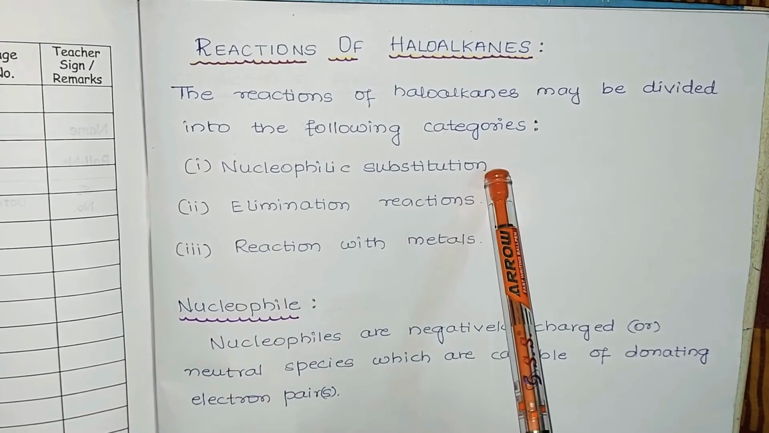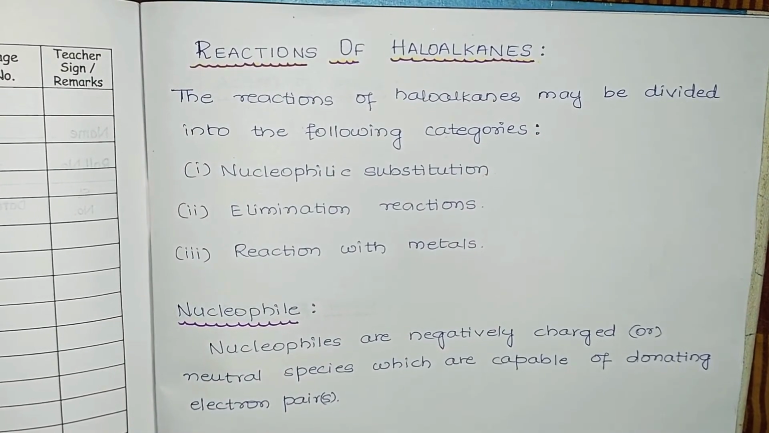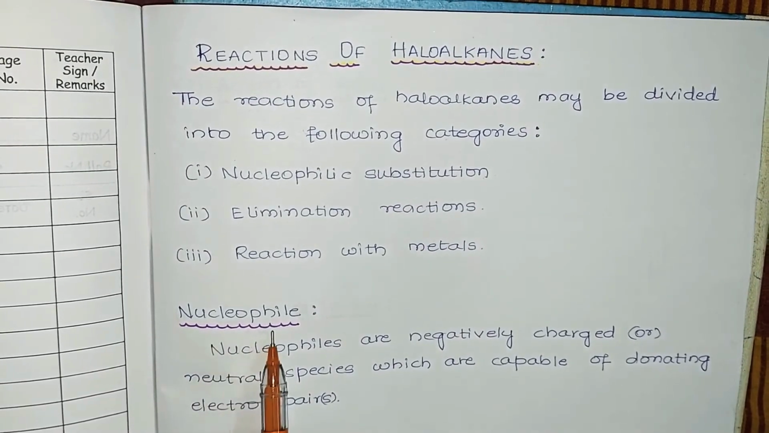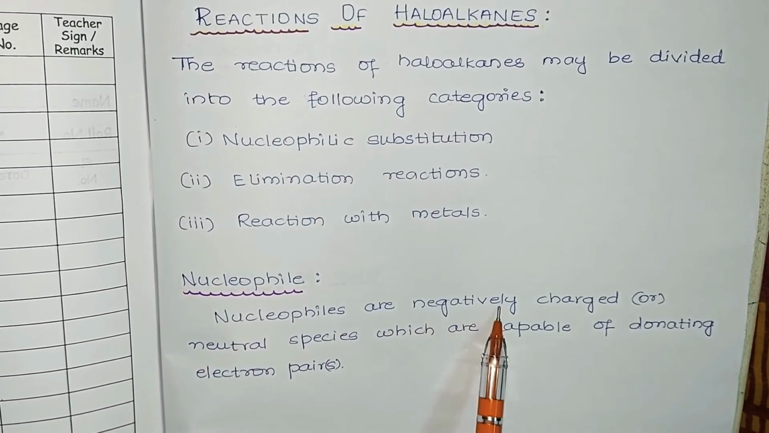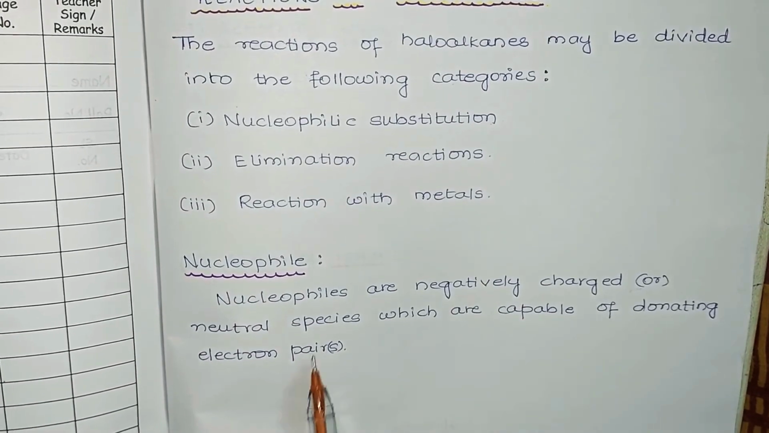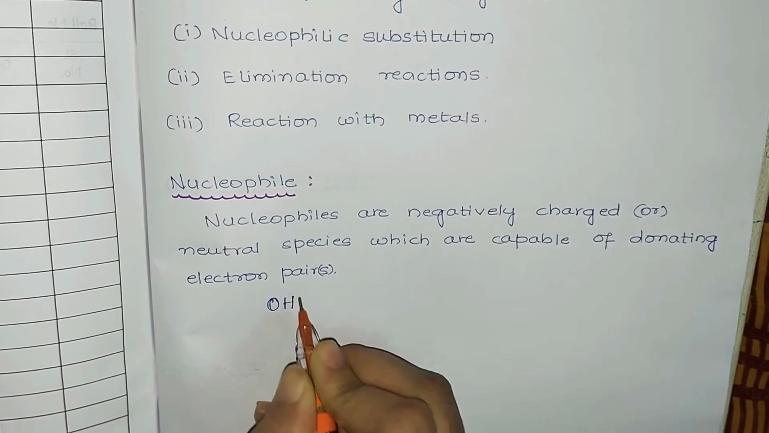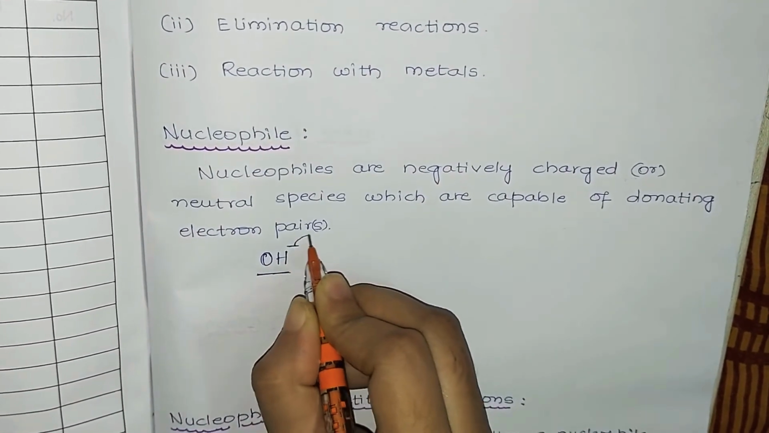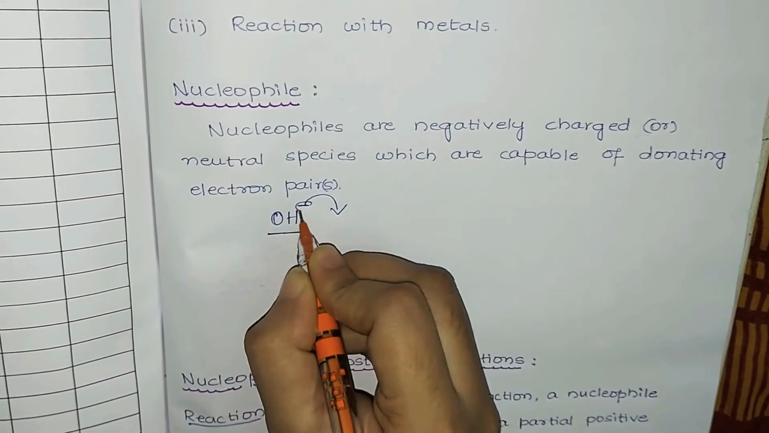So, the nucleophilic substitution reactions. What do you mean by nucleophile? This is what you already studied in your first PUC. Nucleophiles are negatively charged or neutral species which are capable of donating an electron pair. So what does this actually mean? We have a negatively charged ion, for example OH minus. It has a tendency to donate the electron pair, so we call it a nucleophile.